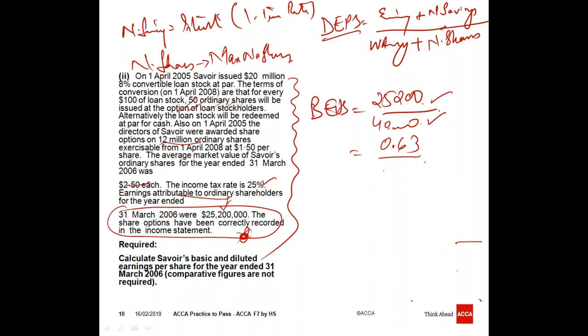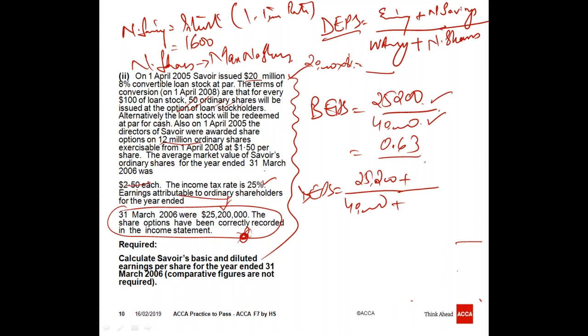Now, we have been given diluted EPS. So if I'm going to solve with the convertible loan only, for the convertible loan, the numerator will remain the same, the denominator will remain the same, but you have to add two things. The first thing: when the 20,000 loan note is converted, its interest of 8% will be saved. So 8% of 20,000 will be 1600. The tax impact will be 25%, so 1 minus 0.25. So 75% of 1600 will be 1200.